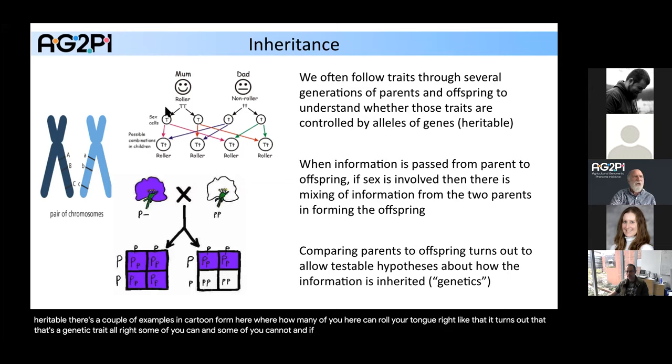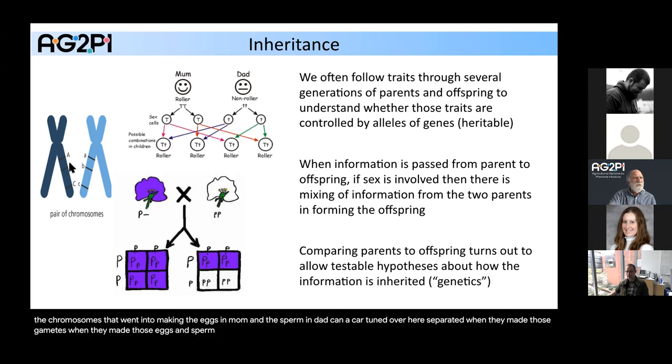And if someone who can roll their tongue has children with someone who cannot, then it turns out that all of the children can roll their tongue, even though they got one gene from dad and one gene from mom. And that turns out to be something called dominance, and we're going to talk about that again in just a second. But it turns out that the chromosomes that went into making the eggs in mom and the sperm in dad, kind of cartooned over here, separated when they made those gametes, when they made those eggs and sperm.